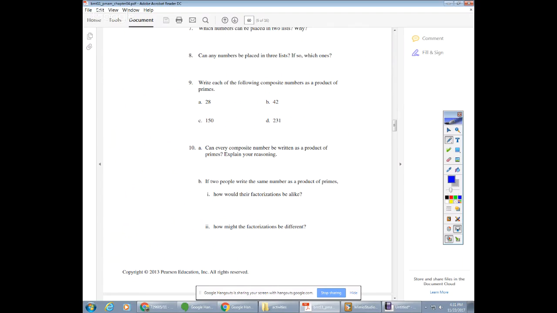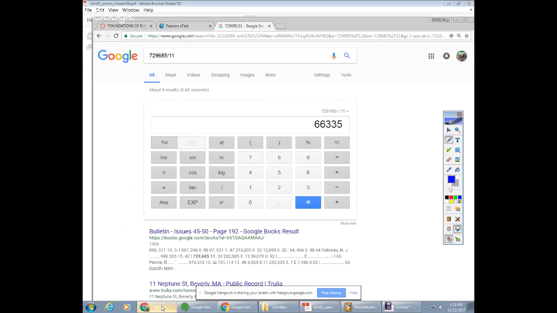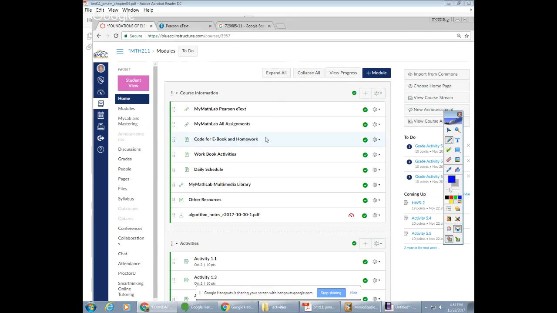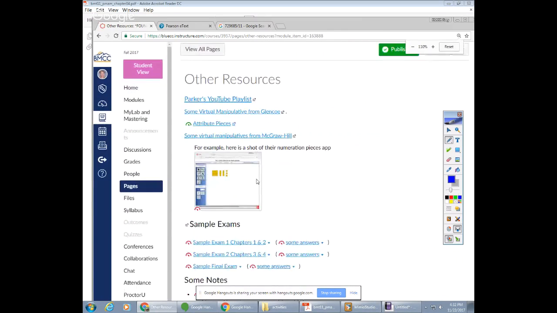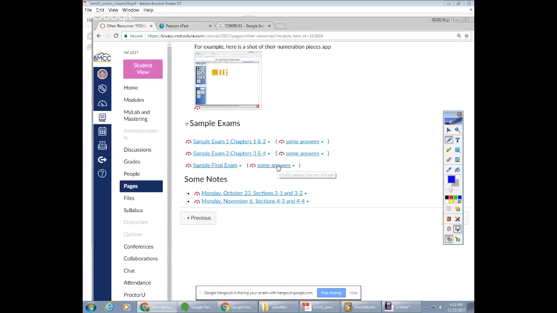And then a week from today, we'll start getting ready for the final. And Monday, I'll have a take-home final for you. I posted a sample final. I don't know if everyone's looked at that yet, and answers for it. So take a look at that sometime soon. It's under the other resources page. There's a sample final and then some answers there.